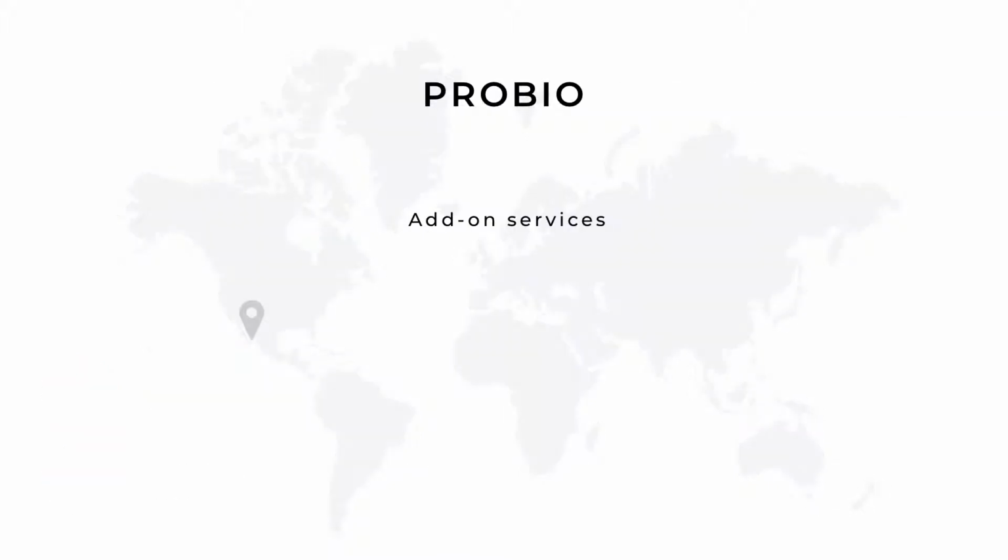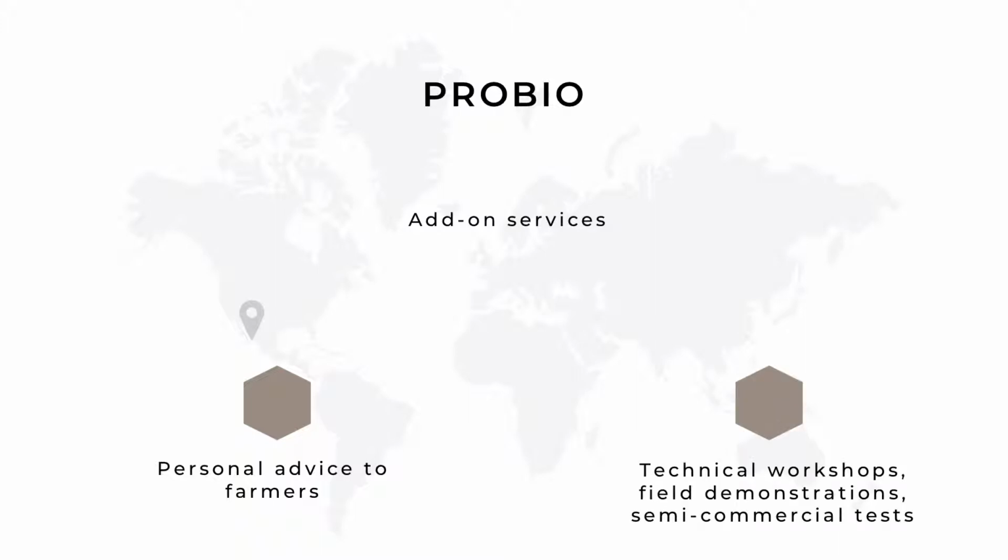1, they offer personal advice for farmers. And 2, they promote their products through technical workshops, field demonstrations, and semi-commercial tests. These add-on services allowed them to gain greater market shares. Okay? The ProBio example shows how R businesses can compete using add-on services.